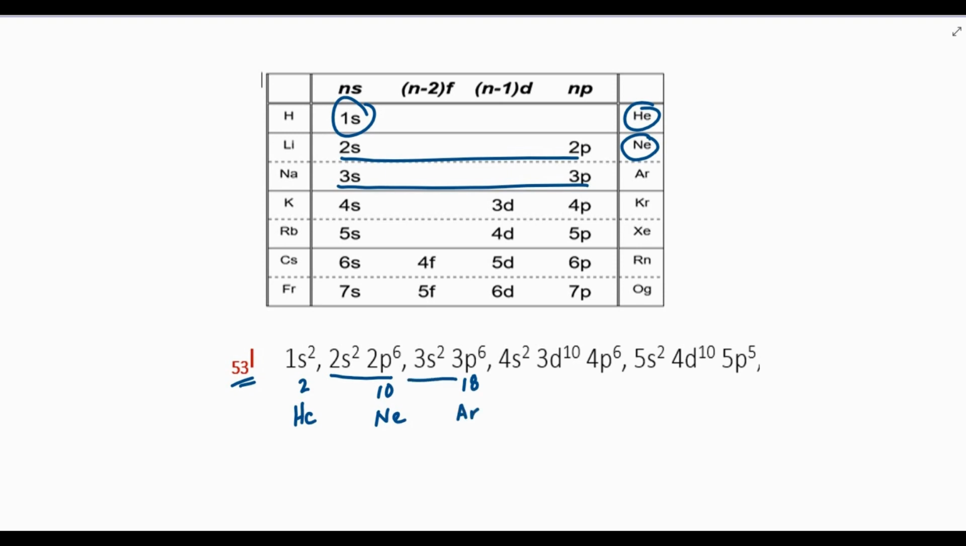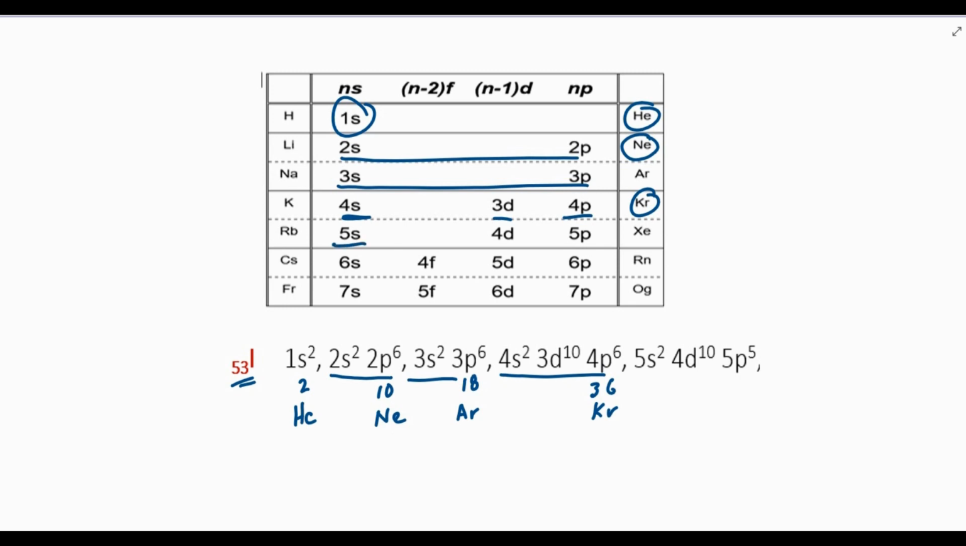Then we go to the fourth period. We have 4s2, 3d10, 4p6. That's 18 electrons across here. It's 18 more, brings you to 36, and that would be krypton. We're getting close. We want 53. Let's go to the next noble gas.